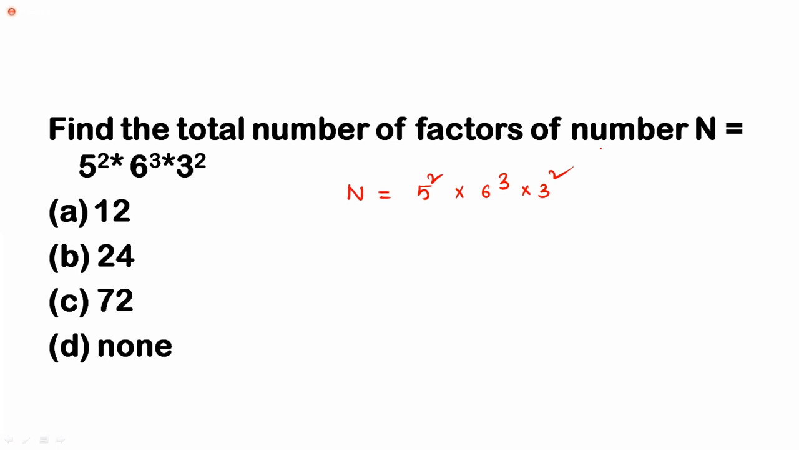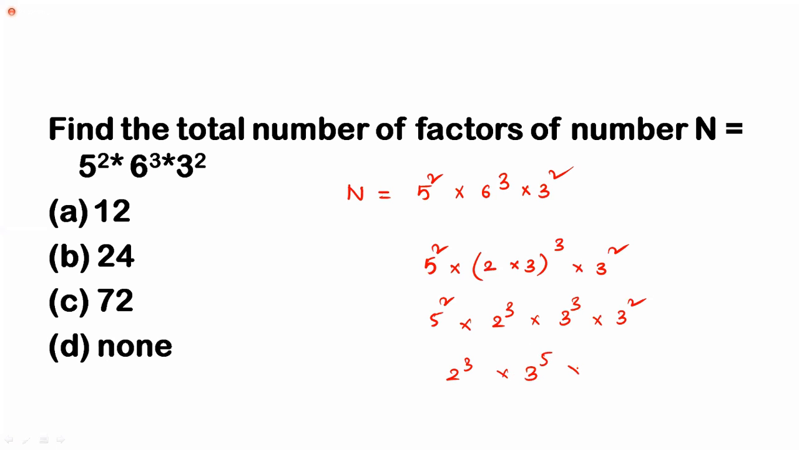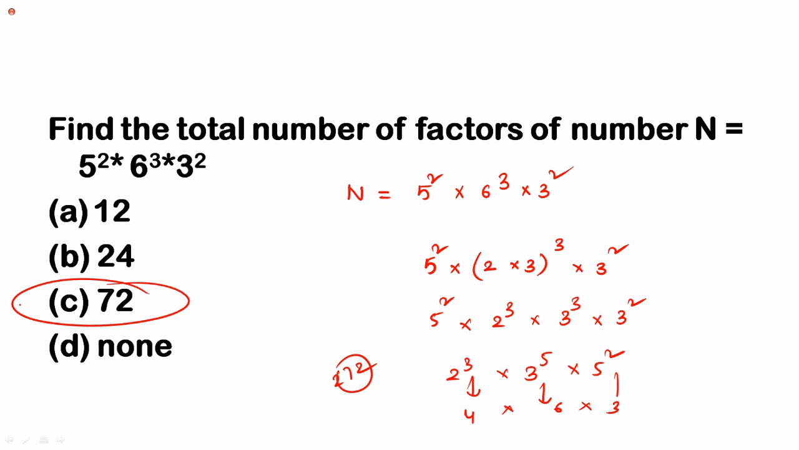So there is one mistake: taking none of the above is wrong. So what we need to do here, this 6 we can write as 2 into 3. So this 6 is not a prime number. To apply your logic, first make sure that all are prime numbers. That's the only thing which you have to do here. Remaining everything is same. So overall we can write 2 power 3 into 3 power 5 into 5 power 2. 3 plus 1 is 4, 5 plus 1 is 6, 2 plus 1 is 3. Multiplication of these numbers will give you your answer 72. Answer choice is option C.